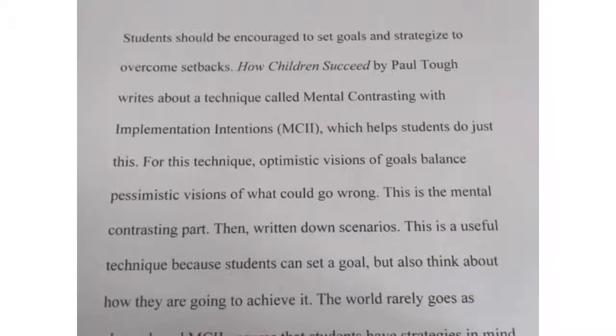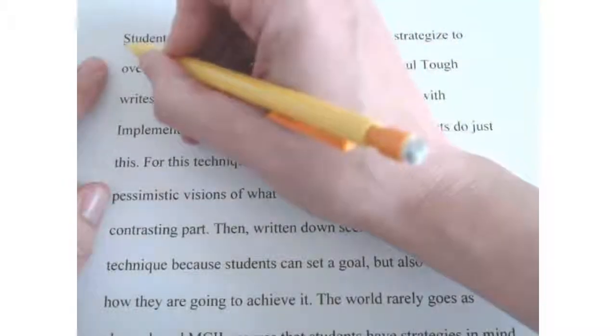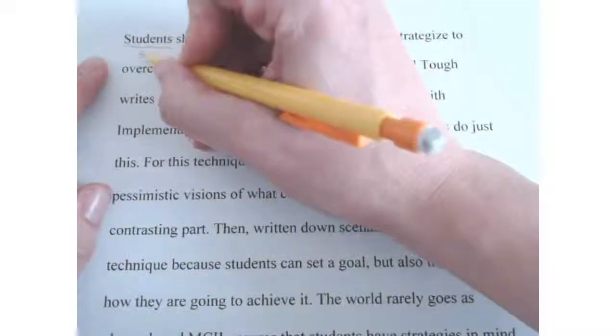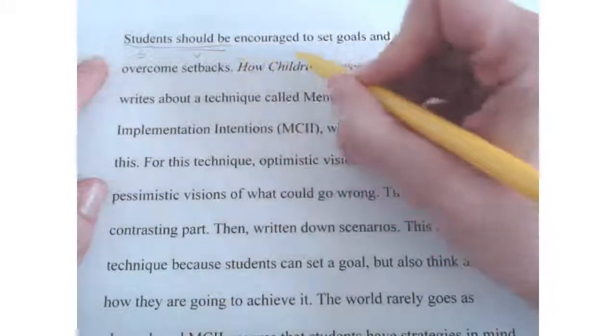I'm going to model for you how to edit your sentences to make sure they are focused well and display strong subjects and verbs. Okay, here's the first draft of my paper. I remember from the module that the first thing I'm supposed to do is to identify my subject and verbs. So in this first sentence, students is the subject and should be is the verb phrase.